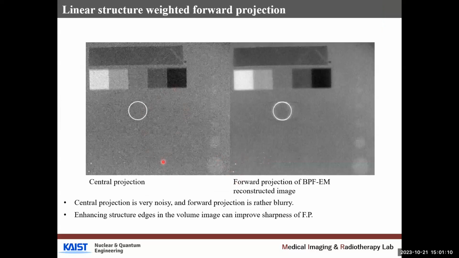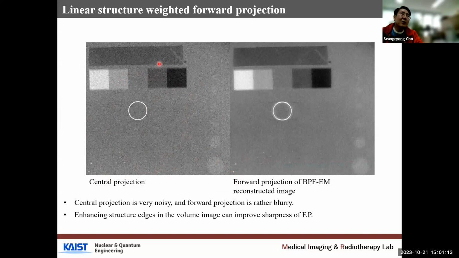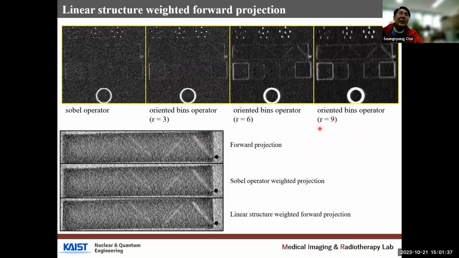This one shows an example of a central projection, the real projection image from a scanner, and this is a synthetic forward projection of the reconstructed image using the BPF and EM algorithm. You can see, although it's a little blurred, compared to the central projection the contrast is quite well restored. We also added some more image processing tools to enhance the sharpness of these structures. I'm not going to talk about the details, but we use the linear structure weighted scheme, which uses a kind of oriented beam operators with different ranks.